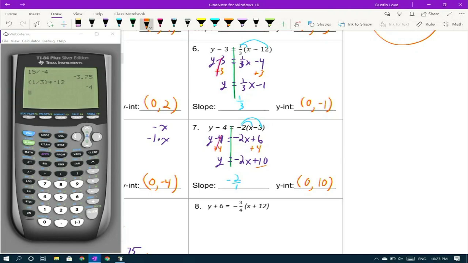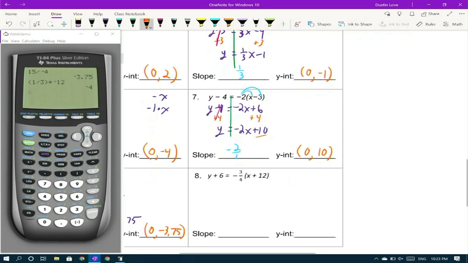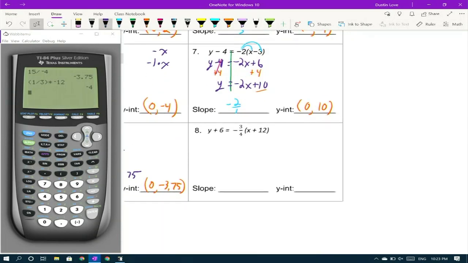Okay. Now we're moving. Last example of the day, and then the lesson is yours. So y plus 6 equals, gets written down. Let's distribute this negative 3/4. So negative 3/4 x. And now, if you don't remember it, negative 3/4 times 12 is negative 9.